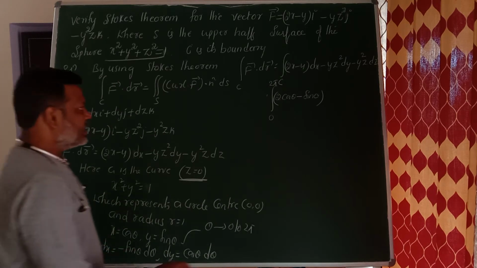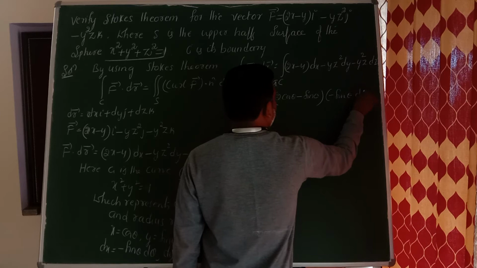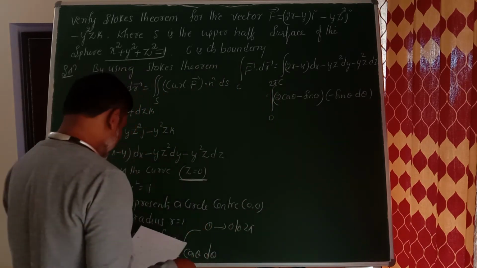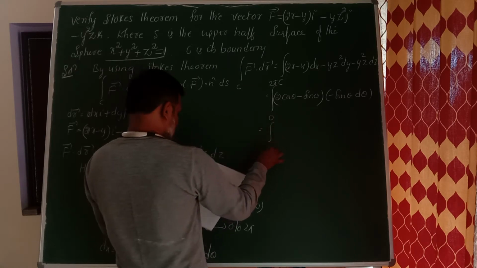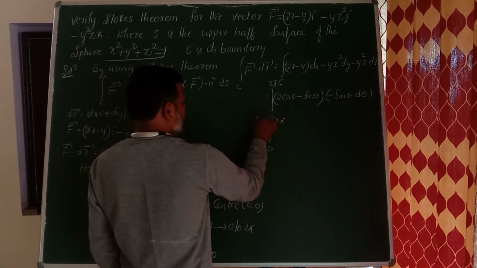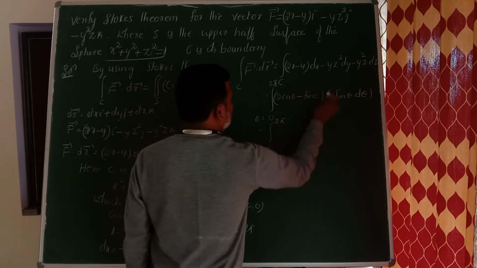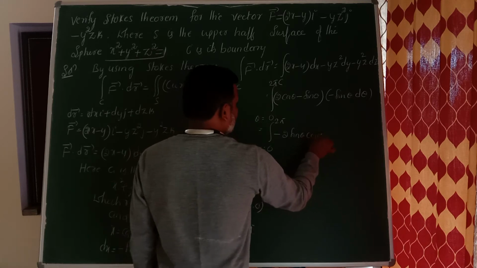dx is minus sin theta d theta. Okay, we can simplify this. So from 0 to 2 pi, this is the value of theta. Now multiply: 2 cos theta into minus sin theta, minus 2 sin theta into cos theta.